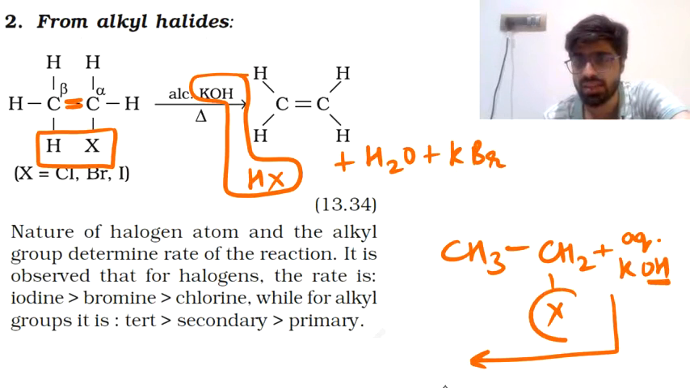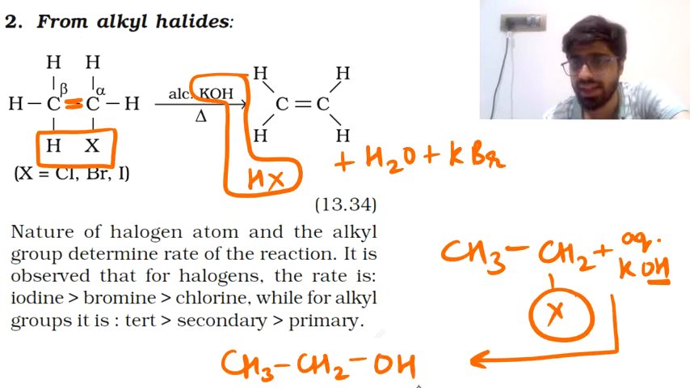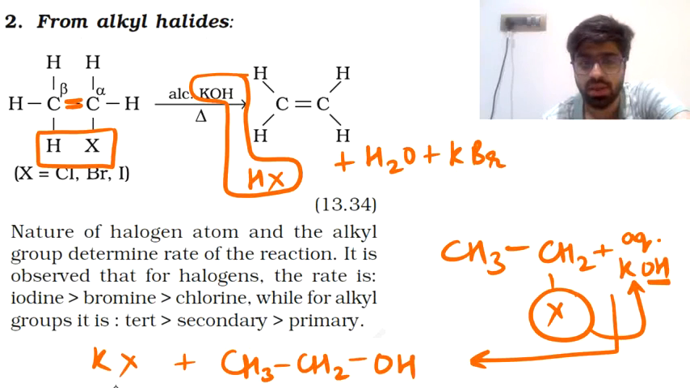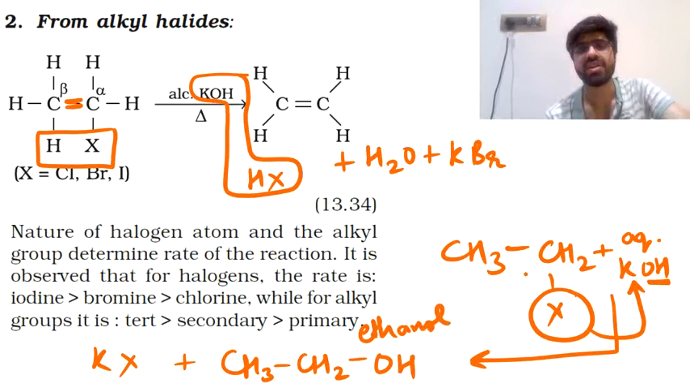So when you make this react with aqueous KOH, the reaction is proceeding somewhat in this manner. OH replaces the halogen, so you get CH3, CH2, in place of X you get OH, and that X is going to go along with K, so plus you will have KX. So had it been aqueous KOH, then you get the replacement of X with OH, and what you get is the formation of an alcohol. This precisely being ethanol and the other part being KX.